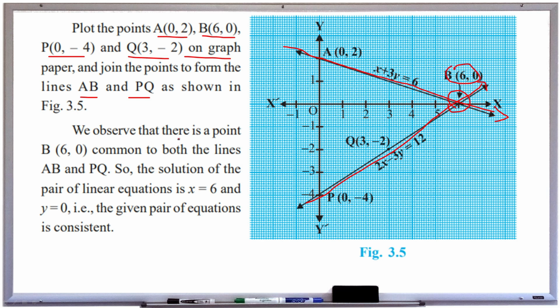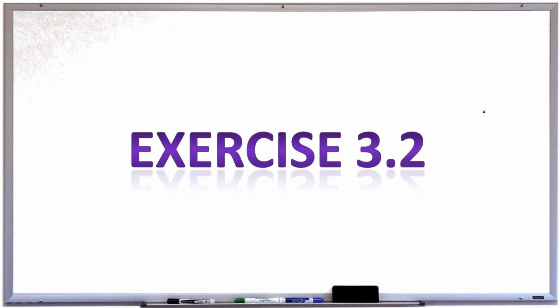We observe that the point B (6, 0) is common to both the lines AB and PQ. So the solution of the pair of linear equations is x is equal to 6 and y is equal to 0. The given pair of equations is consistent because there is an intersecting point. So it is consistent. Now let us see exercise 3.2.